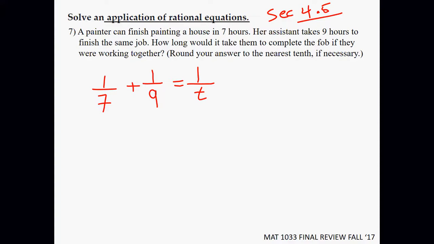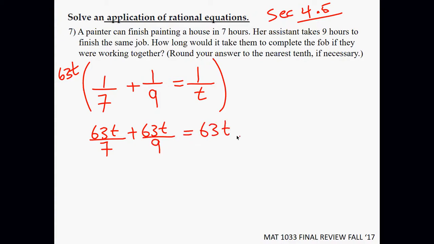We have fractions here. To clear out the fractions with the least common denominator, the denominators I have are 7, 9, and t. It's very clear that the least common denominator is 63t. So now we multiply by 63t. We have to use the distributive law, and 63t times 1 over 7 plus 63t over 9 equals 63t over t.